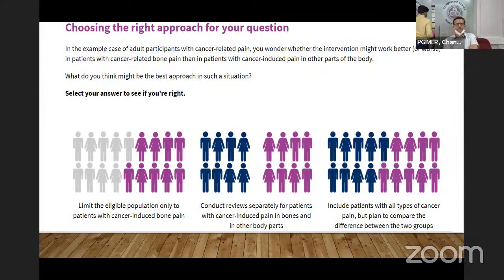So out of the three, which population will you select for your question when you would like to see the effect of the intervention on cancer-related pain? The answer is the third one, which includes patients with all types of cancer pain, but you plan to compare the differences between the two groups, that is, those with cancer-related bone pain and those with cancer-induced pain in other parts of the body.